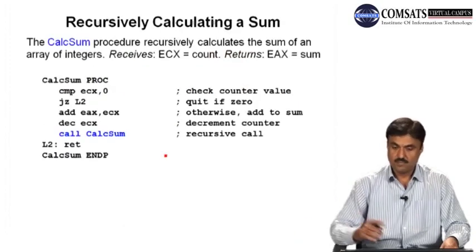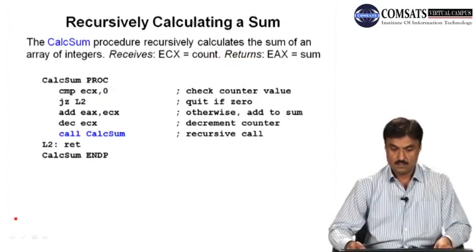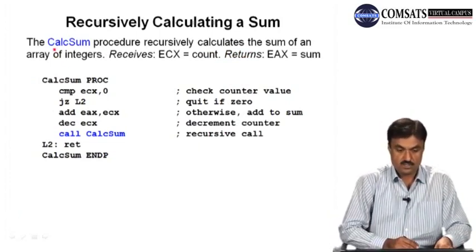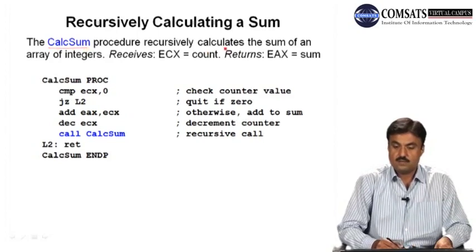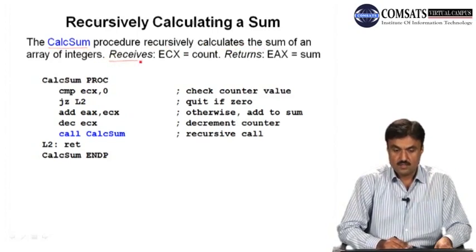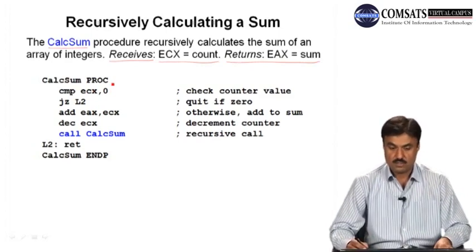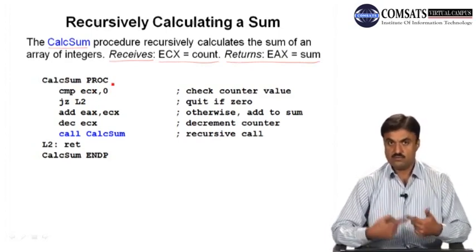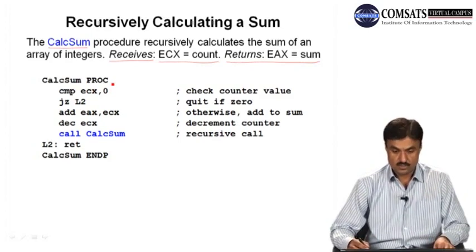So here we are going to discuss recursively calculating a sum. There is a procedure, and the name of this procedure is CalculateSum. It recursively calculates the sum of an array of integers. For example, ECX is the count, and it returns EAX as the sum. So how many times do we want to recursively call this procedure? ECX has the value which determines how many times we recursively call this procedure.